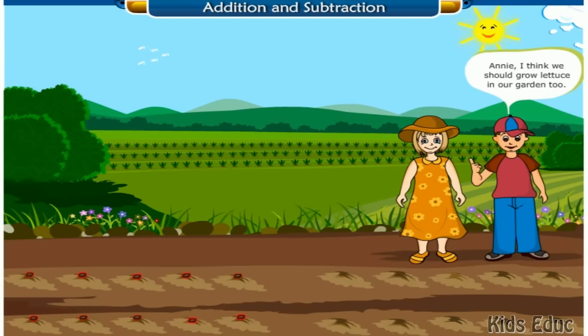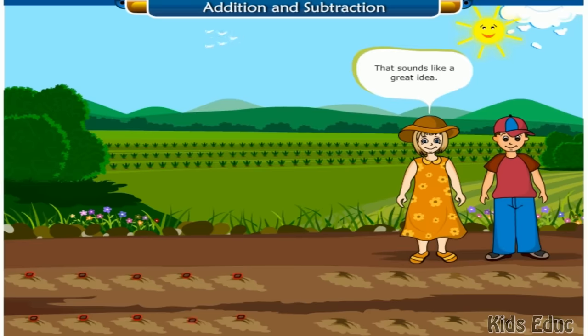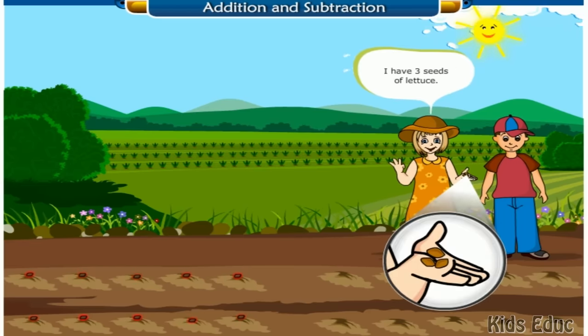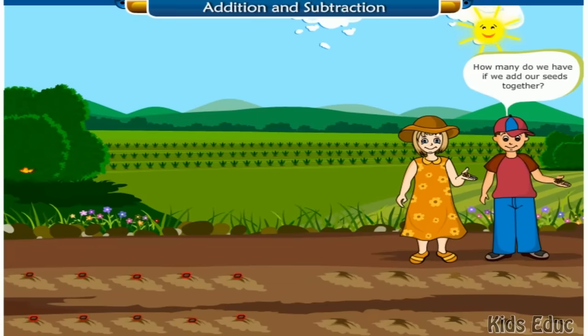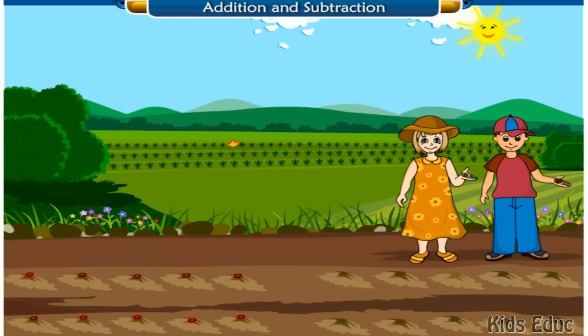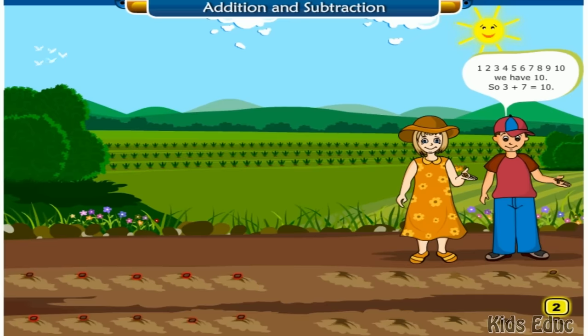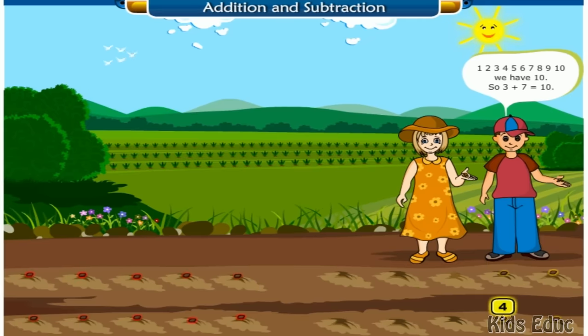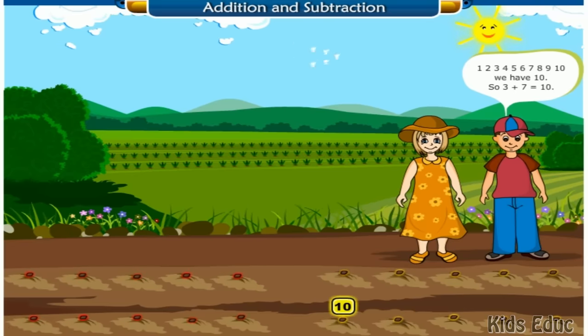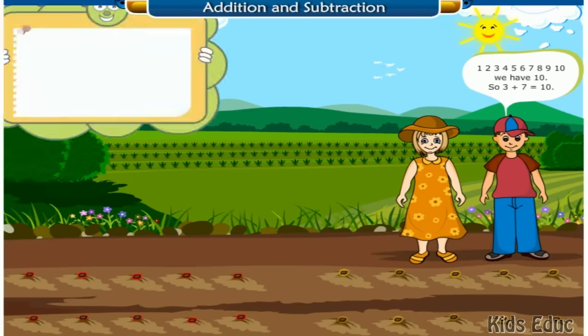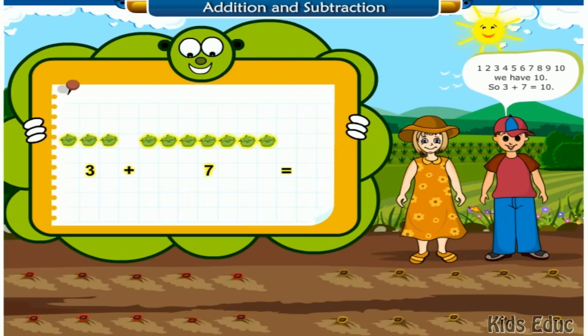Annie, I think we should grow lettuce in our garden, too. That sounds like a great idea! I have 3 seeds of lettuce. I have 7 lettuce seeds. How many do we have if we add our seeds together? 1, 2, 3, 4, 5, 6, 7, 8, 9, 10. We have 10. So 3 plus 7 equals 10.